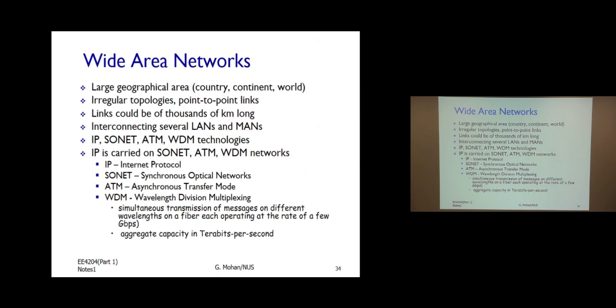Then comes what is called wide area network. As the name says, it spans a large geographical area. The network link can go from one end of the country to the other end, or it can be across continents. Usually they use point-to-point links, and the link distance could be thousands of kilometers. So you can imagine that there is a link which is 1,000 kilometers long, or more than that.